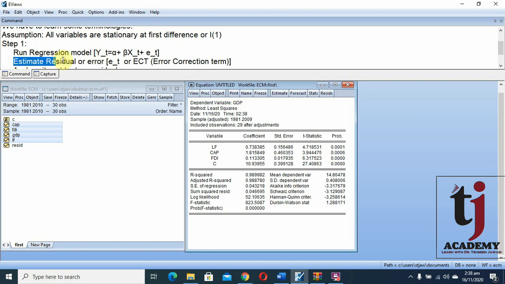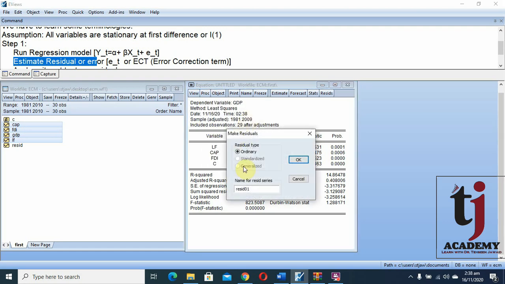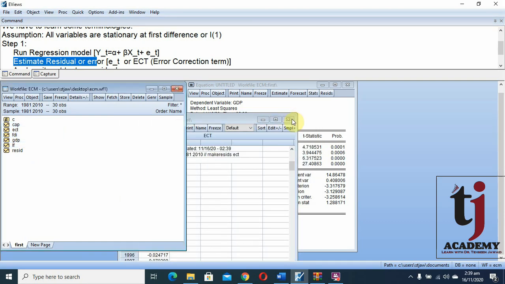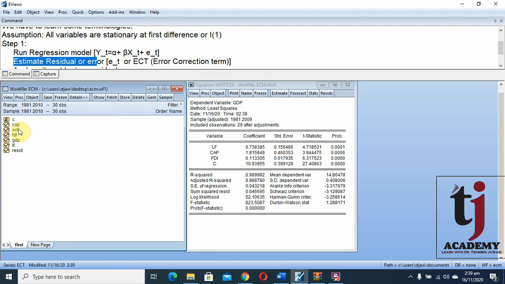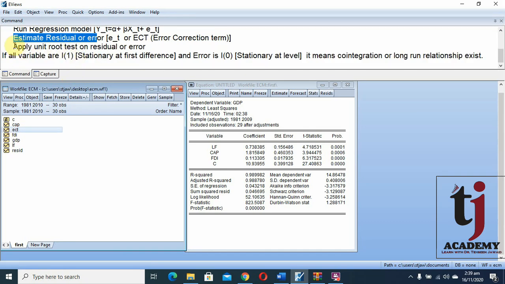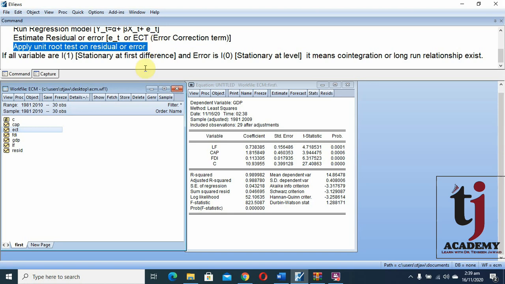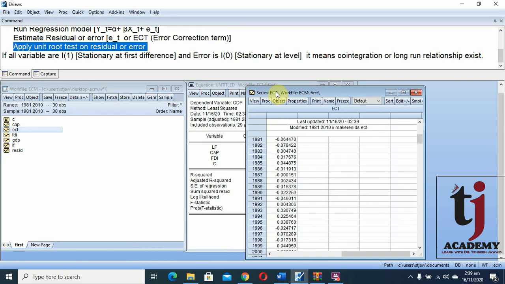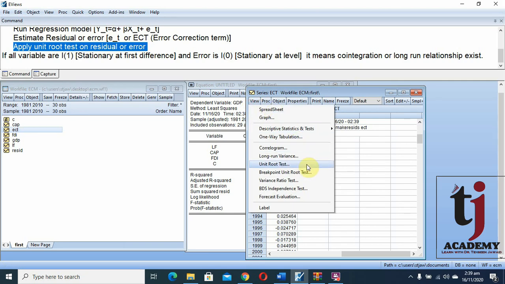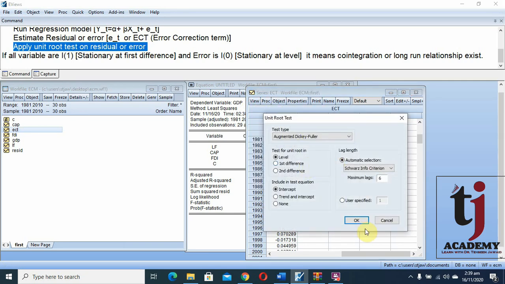The second step, find residual or error. So go to process, make residual series, its name here is ECT, error correction term, then OK. Here you can see the error correction term has appeared here. Now the third part, apply unit root test on residual or error. So for applying the unit root test, open this error term, view, unit root test, and then OK.